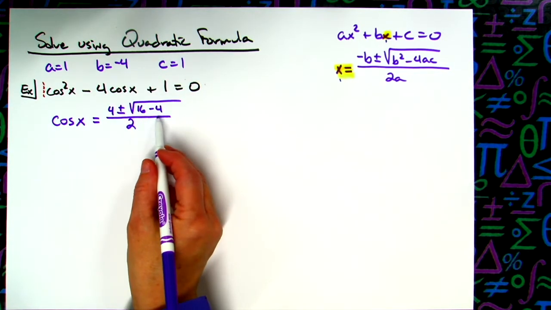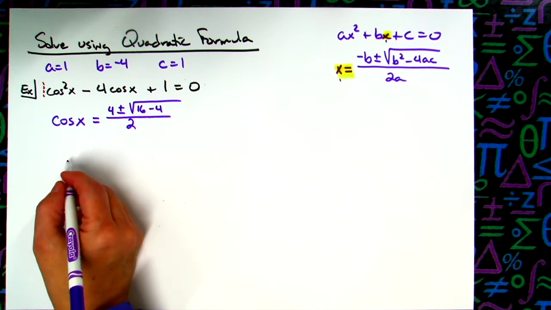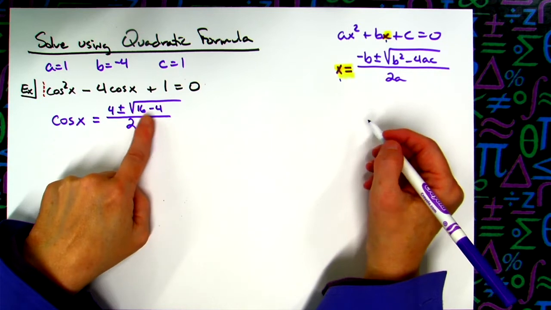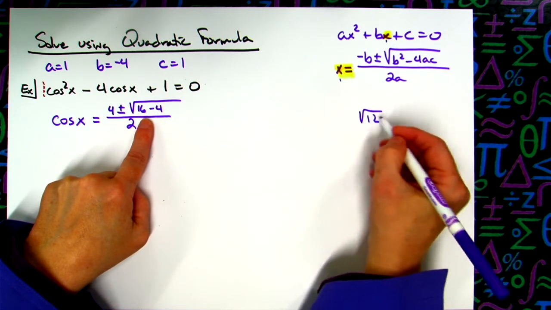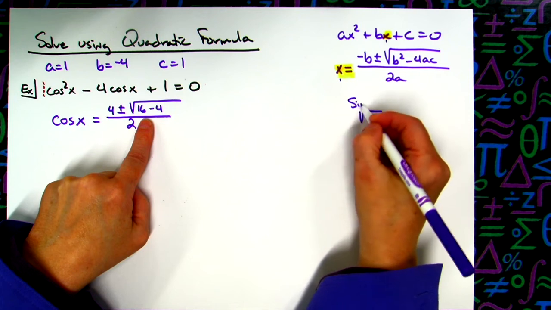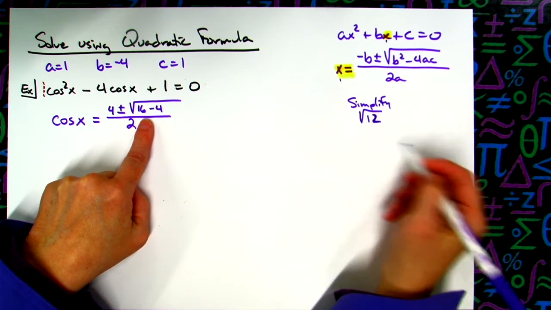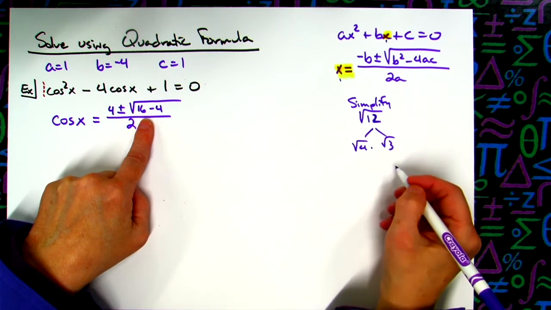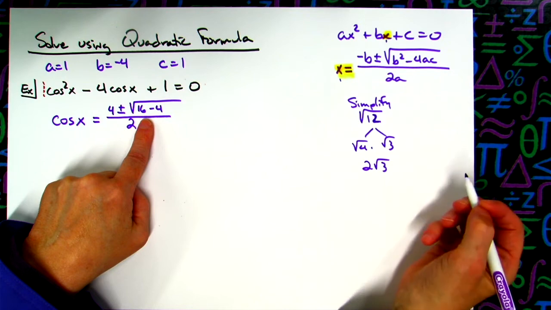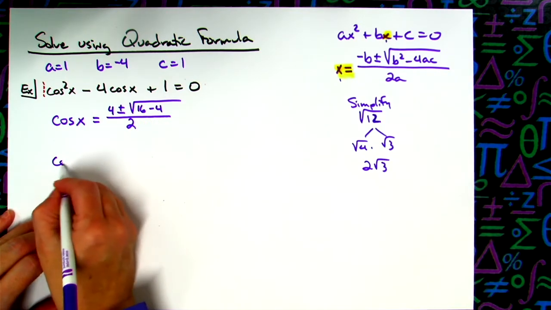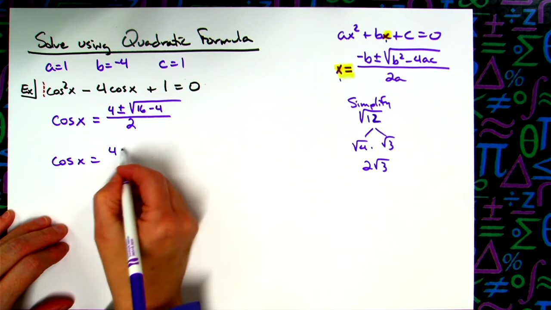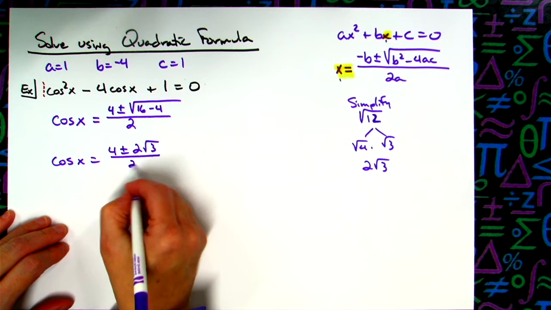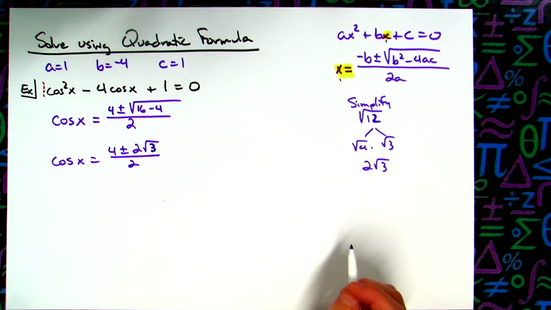16 minus 4 is going to give me a 12 underneath there. I'm going to do some math over here. This is square root of 12, right? Can I simplify that? Do I remember doing this at the beginning of the year? Square root of 4 times square root of 3. So really, square root of 12 is 2 square root of 3. Okay, so I've got cosine x is equal to 4 plus or minus 2 square root of 3, all over 2. Okay, now can I simplify some more?